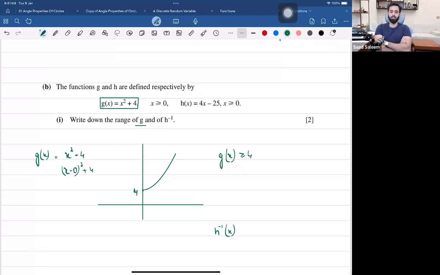What will be equal to the range of H inverse of X? The domain. Very good, Moise. It's going to be H of X greater than or equal to 0. Why? Because that's what the domain of H of X is.